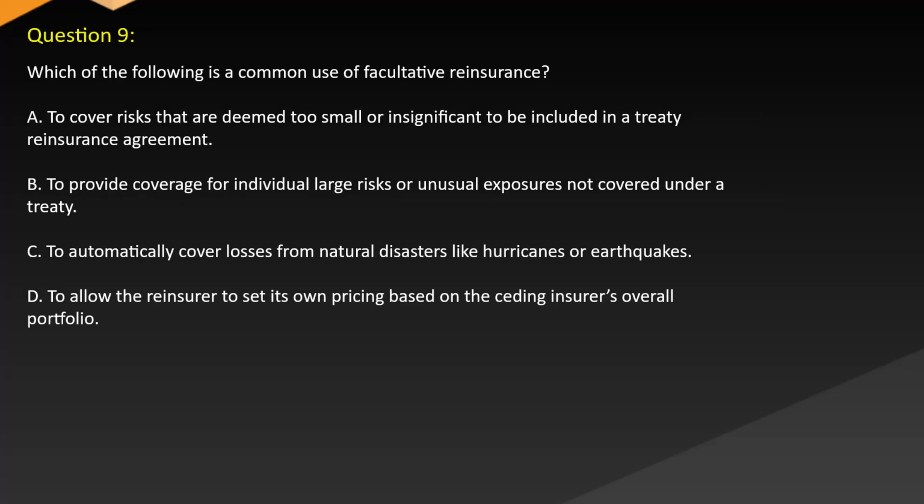Question 9. Which of the following is a common use of facultative reinsurance? A. To cover risks that are deemed too small or insignificant to be included in a treaty reinsurance agreement. B. To provide coverage for individual large risks or unusual exposures not covered under a treaty. C. To automatically cover losses from natural disasters like hurricanes or earthquakes. D. To allow the reinsurer to set its own pricing based on the ceding insurer's overall portfolio.